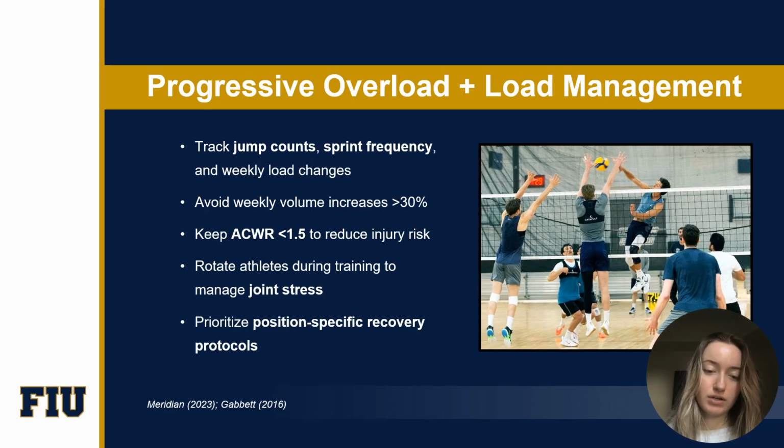To prevent injury, we need to track jump counts, monitor sprint volume, and keep ACWR below 1.5. Don't increase training volume by more than 30% per week. Rotate high volume players during training blocks and prioritize positional recovery. The use of tech like IMUs or wearable sensors can help detect spikes in external load before they turn into overuse injuries.